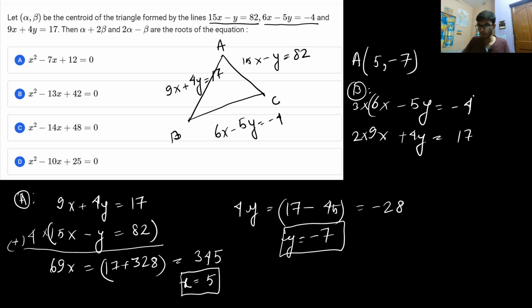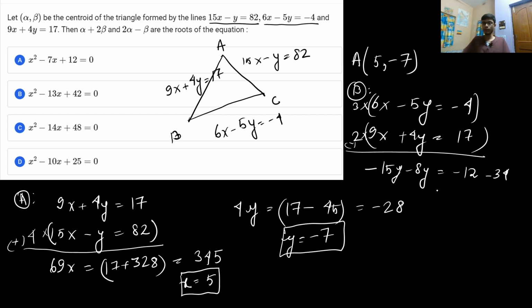So if I do so and then subtract, the first term will get cancelled, the x term will get cancelled, and the terms left out are minus 15y and minus 8y is equal to minus 12, and this will become minus 34. All right, so from here, this will be equal to 15, and 23y minus of 23y is equal to minus of 46. So from here you get the value of y as 2.